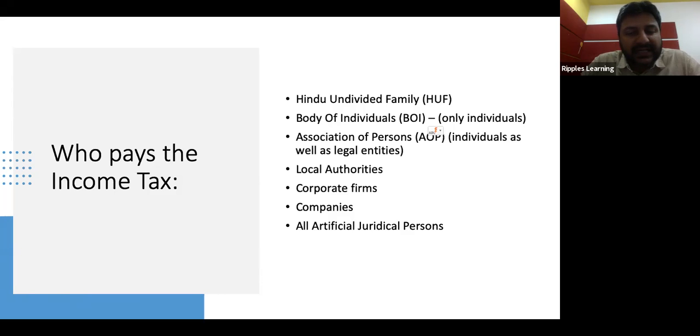I think local authority is self-explanatory, corporate firms are self-explanatory, companies are self-explanatory, and when we talk about all artificial juridical persons, then partnerships come into picture, NGOs come into picture, a lot of other additional inputs come into picture. It can also mean, it does not only cover Indians, it also covers people who are making an earning in India through a firm or individually. All that comes under that. So these are the people who are paying income tax.